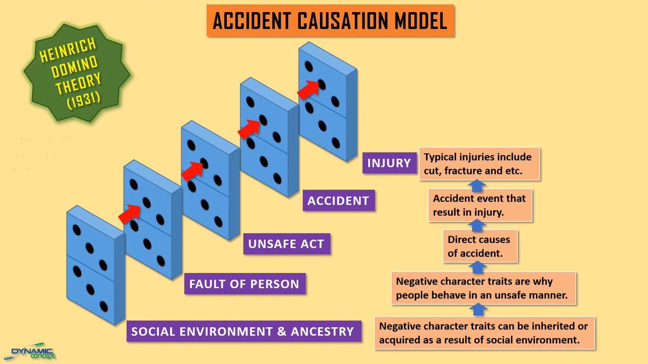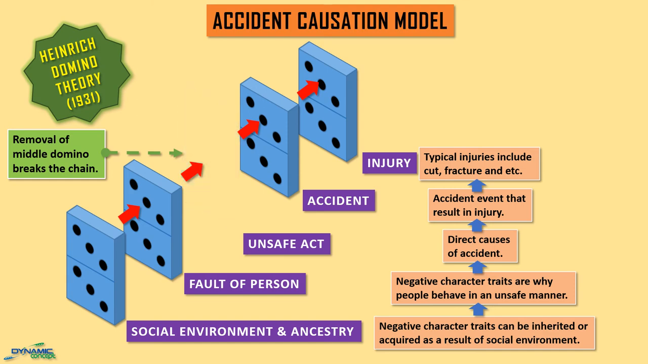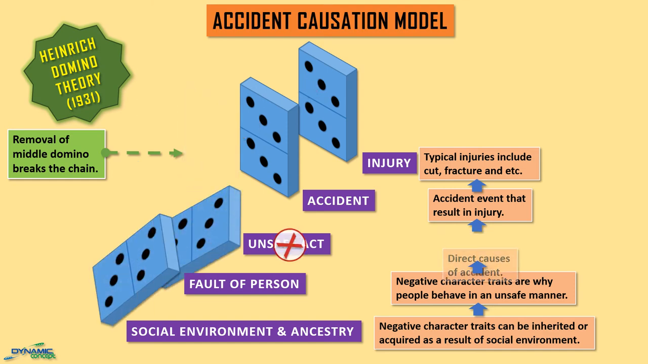According to Heinrich, the accident is avoided by removing one of the dominoes, normally the middle one or unsafe act. This theory provided the foundation for accident prevention measures aimed at preventing unsafe acts and unsafe conditions.